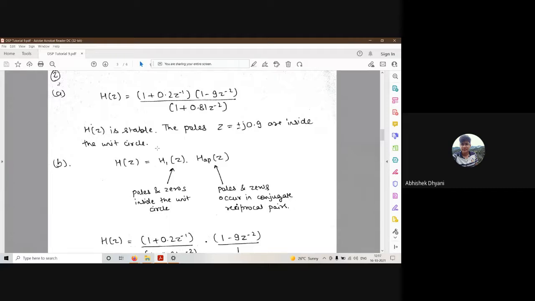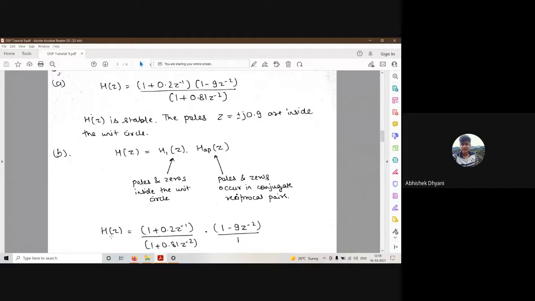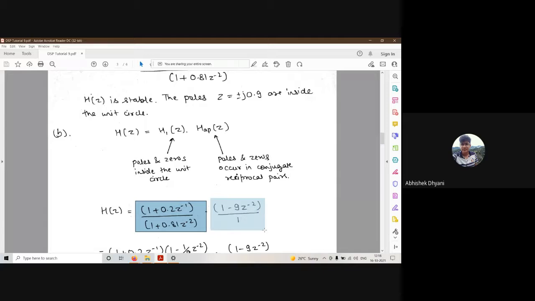So first of all, let us look at this H1(z). It is clear that the poles in the denominator are within the unit circle. What about the zeros? Out of these two, this one is within the unit circle. This is at minus 0.2, so it is inside the unit circle, but this one is not, right? So let me first break H(z) into this part, which corresponds to everything that is inside the unit circle, and this part, which corresponds to everything that is outside the unit circle.